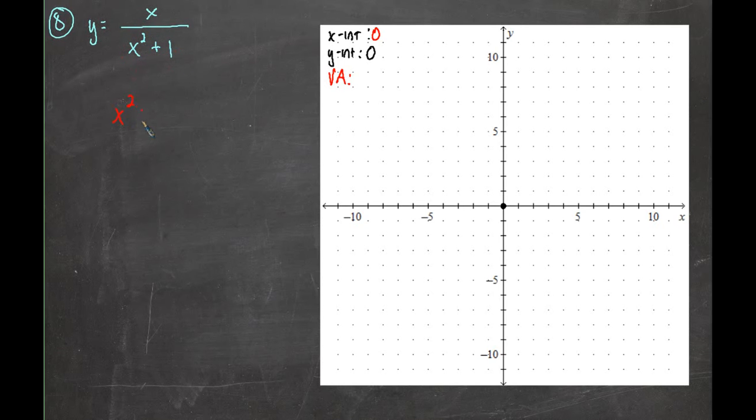Okay, x squared plus 1 equals 0. X squared equals negative 1. Already I can see this is not going to be possible for x squared to be negative 1 unless it's a complex number, which it can't be because we're graphing real numbers. So no vertical asymptotes.